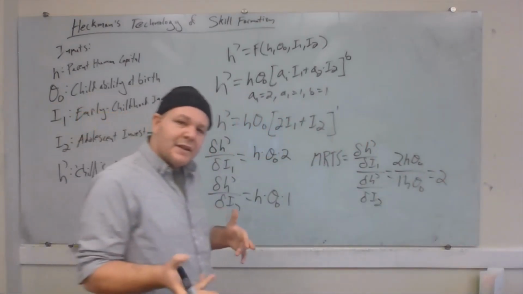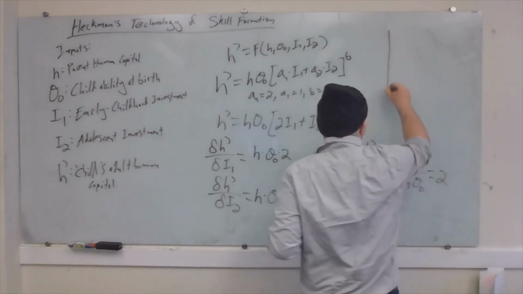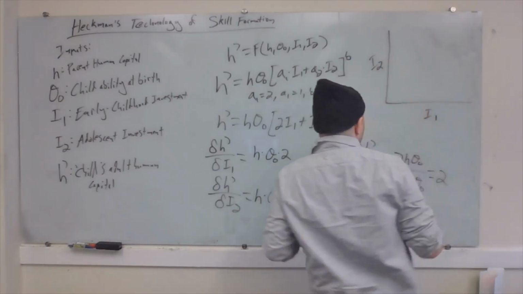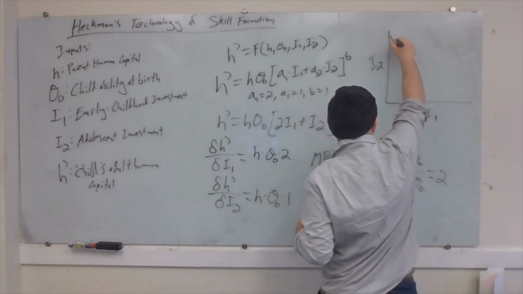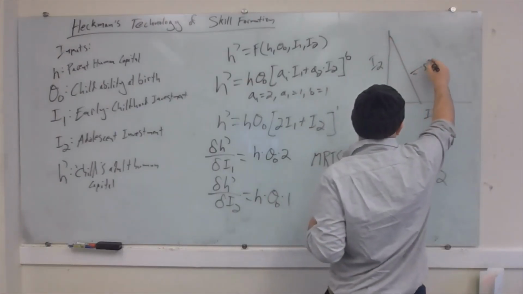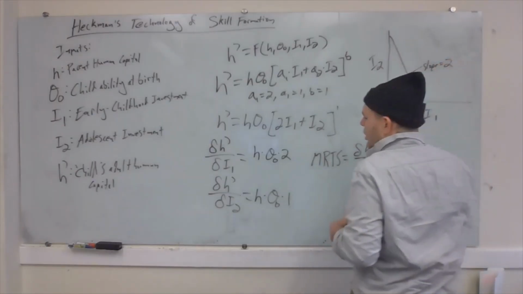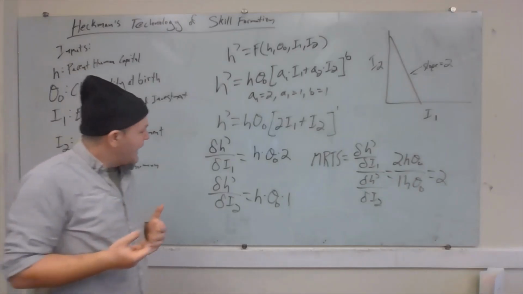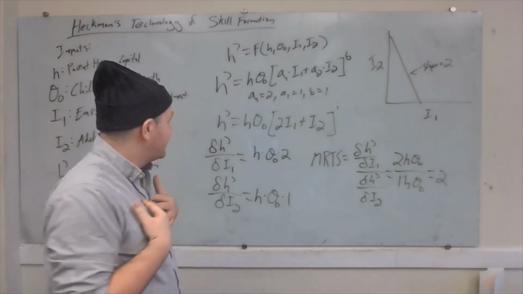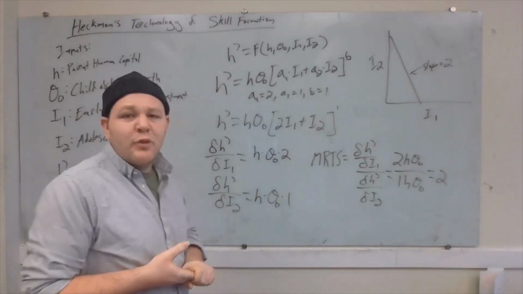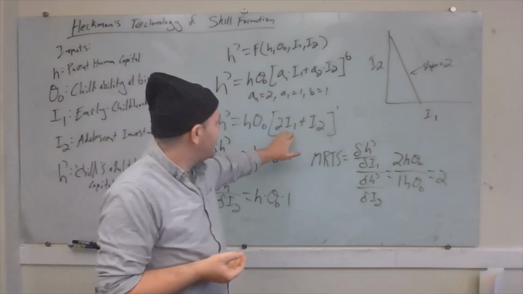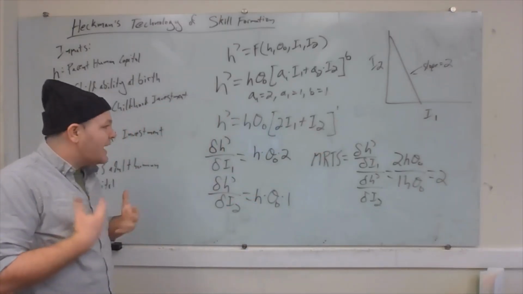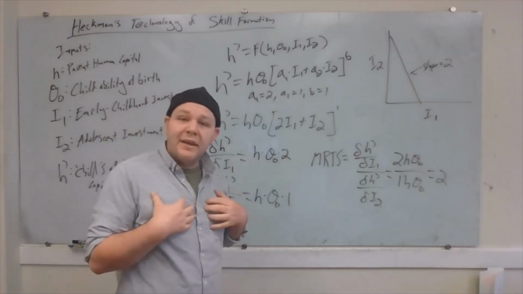So what's this telling us? It's telling us that if I drew a graph with all of my combinations of I1 and I2 that produce a certain amount of human capital, it's just going to be a straight line with a slope of 2. What it tells me practically is that if I'm a parent and I love my child, I'm trying to give them the best life possible, and I'm trying to decide whether I ought to prioritize investing in my kid when they're young or when they're an adolescent, I'm just going to pick whichever period of time is most convenient for me, right?